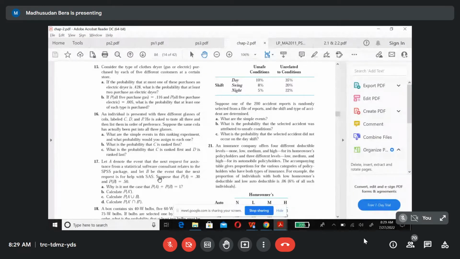What is the probability that C is ranked first? C will be in the first position, so only 2 outcomes, CPD and CDP. So 2 by 6. See, this question's answer is also here.